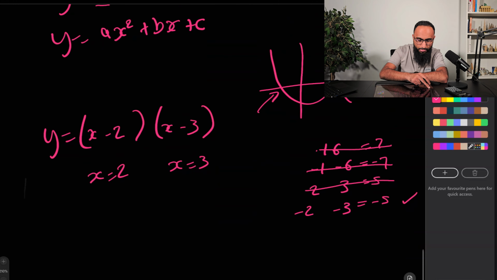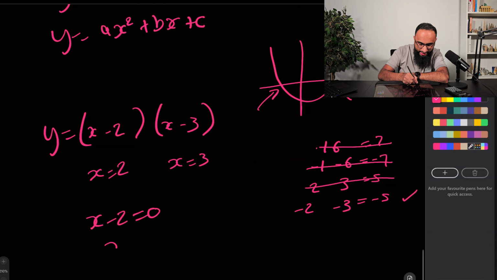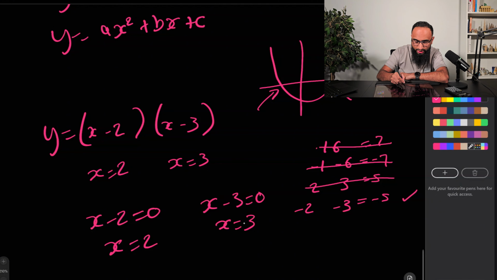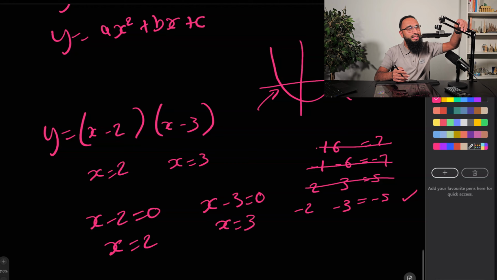The reason being is we always equate this, we put it equal to 0. So if x minus 2 was to equal 0, then x equals positive 2. And if x minus 3 was equal to 0, x would equal positive 3. But there's a quicker way to do it on the calculator, and this is paper 3. So let's go through that again.